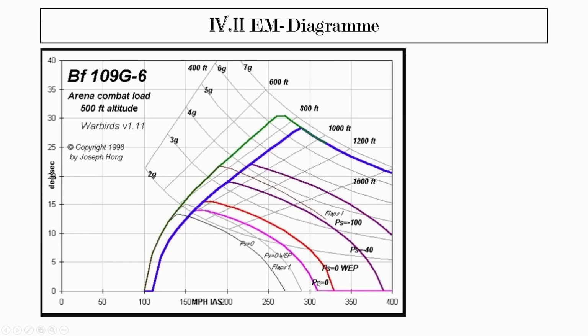Anyway, what does this tell us? So the PS0 line tells you these are the turn rates that you can expect for various airspeeds and load factors for a constant energy neutral level turn. So let's have a look at it.